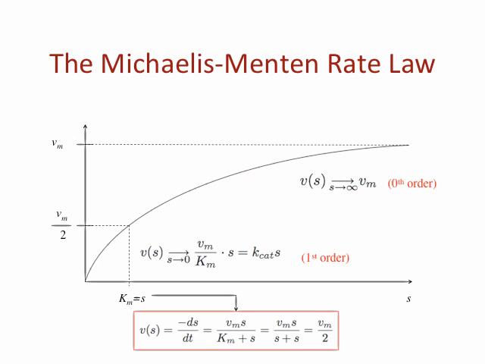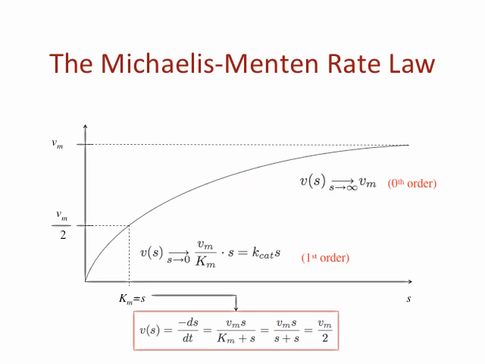And the other extreme is when the substrate concentration is very small, goes to 0. And of course, that means relative to Km. In that case, we have linear kinetics with k cat times S giving us the reaction rate.